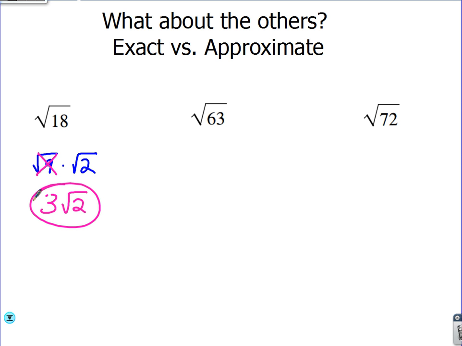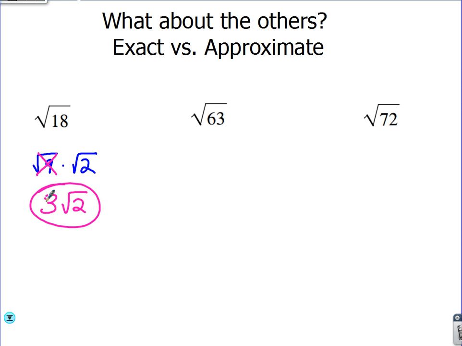How did I reduce it? I got as much out of the radical as I could. I pulled some of that 18 out of a radical, and I put it on the outside as a whole number. The square root of 9 is 3, so I turned the square root of 9 into 3, and I left the square root of 2. Why did I leave the square root of 2? Because I don't know the square root of 2.